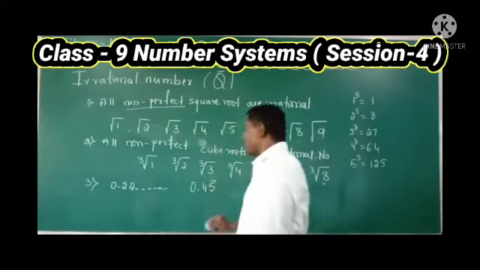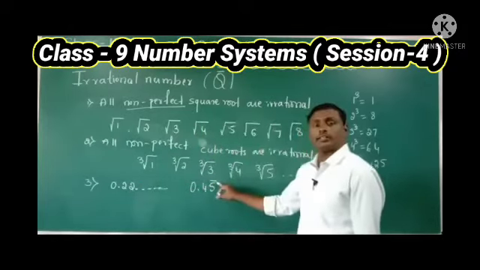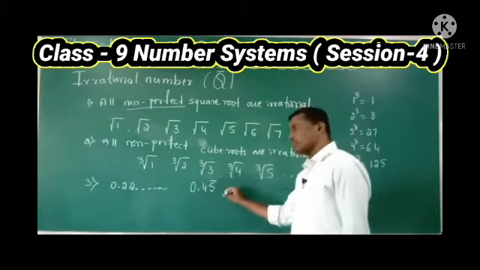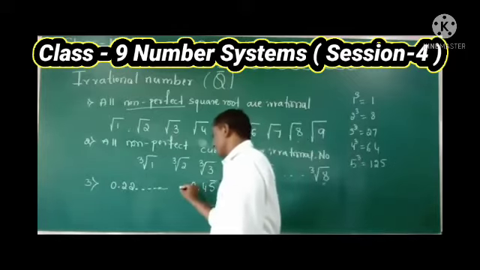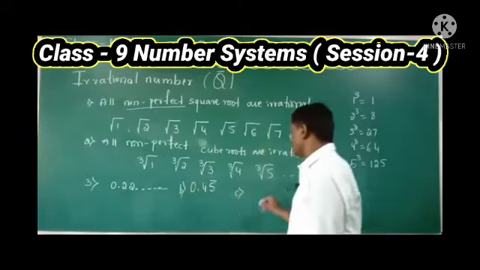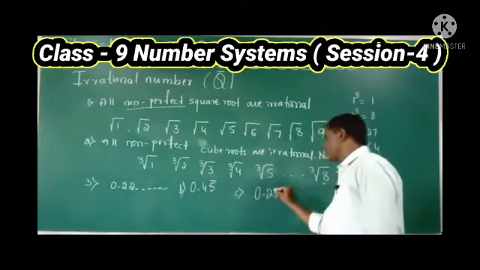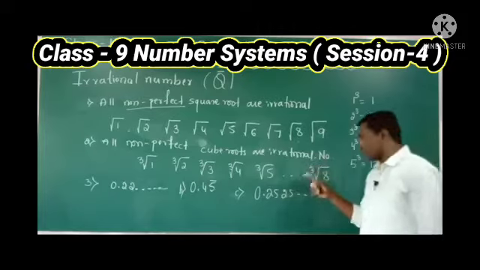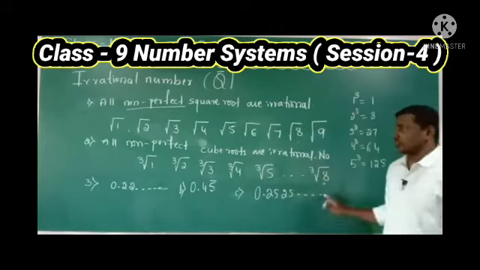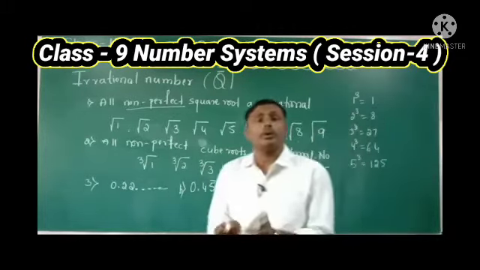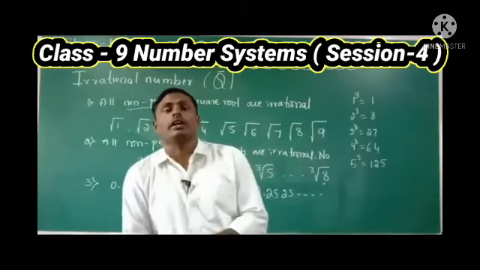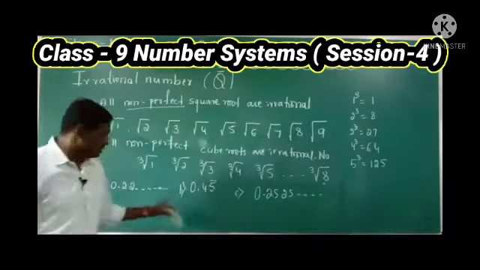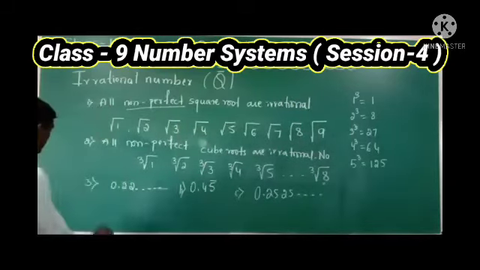0.45, here 5 is repeated. The bar line indicates the 5 will be repeated in the next sequential order. Okay, next, the sixth one, 0.2525. Here 2525 repeats in the next sequential order. So these types of non-terminating and non-recurring numbers are called irrational numbers. These are also examples of irrational numbers.